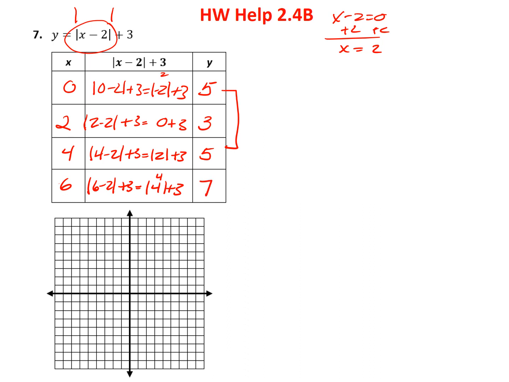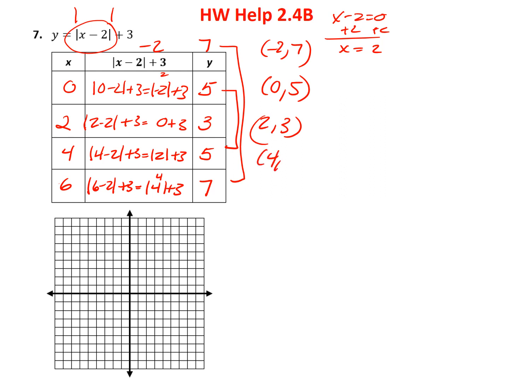By the way, that would also mean up here, if I went up here and went minus 2, I would end up with 7 as well. And those two would match up. Okay, minus 2 would give me minus 4, absolute value positive 4. So I can notice some things here. I have the point minus 2, 7. I have the point 0, 5. I have the point 2, 3. I have 4, 5. And 6, 7.